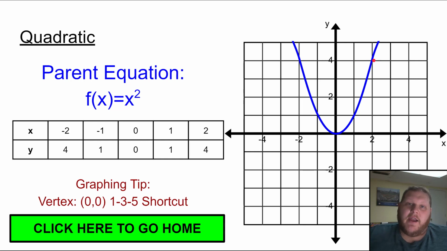If I had a bigger graph, which most of the time you will deal with, I can then go up 1, 2, 3, 4, 5, and over 1, and that would be my next point, and I could continue going. Basically, the pattern here, if you didn't notice, is that we're just going up by odd numbers. So I would go up 1 over 1, up 3 over 1, up 5 over 1, up 7 over 1 if I wanted to continue. The vertical part of my parabola is those odd numbers, and that horizontal change is always 1. So I'm just always going over 1. So that's the graphing shortcut that we have for a quadratic.